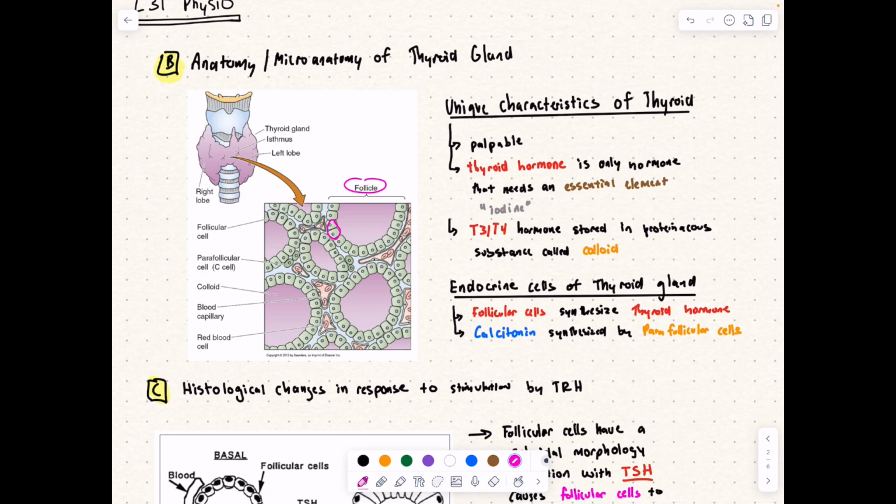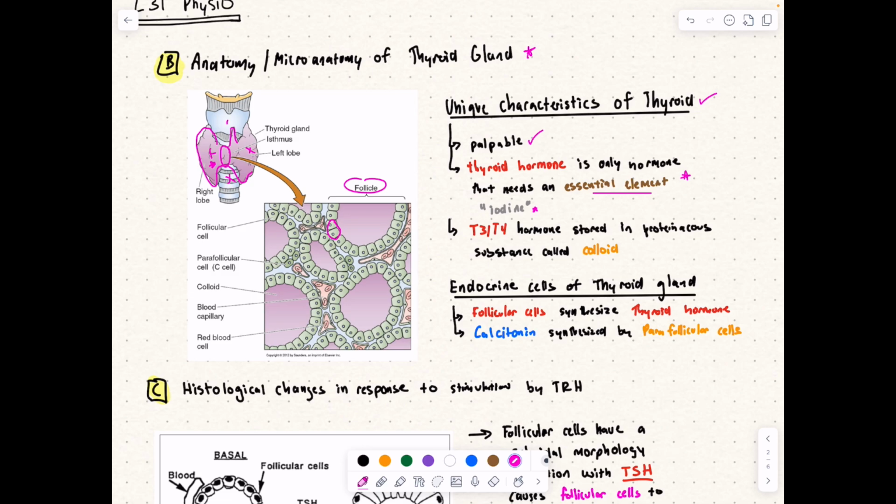I've seen a bunch of this and maybe some histo, but what's going on with the microanatomy of the thyroid gland? So here you can see the thyroid gland on the trachea, and you have the right lobe, the left lobe, the isthmus, and this little pyramidal part that comes up sometimes, not always there. But the unique characteristics of the thyroid are that you can palpate it. Cool. The thyroid hormone is the only hormone that needs an essential element from your diet, so iodine.